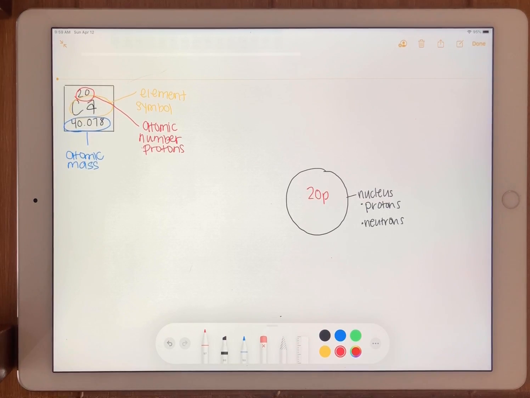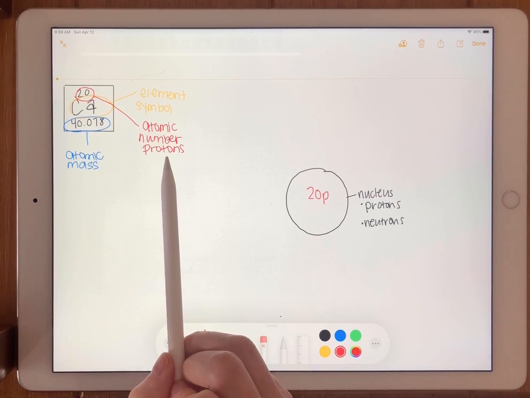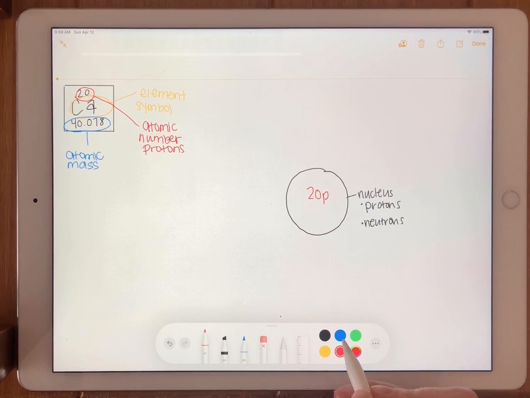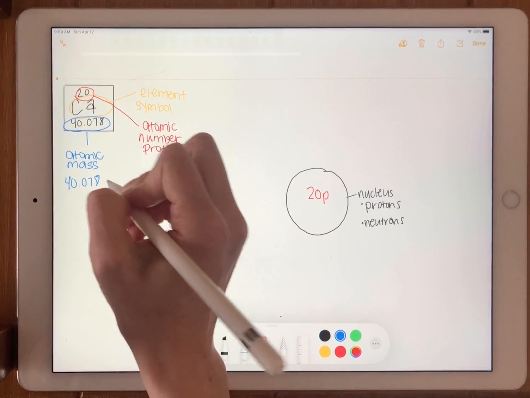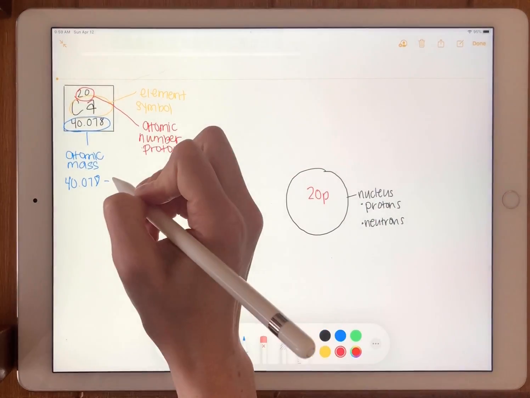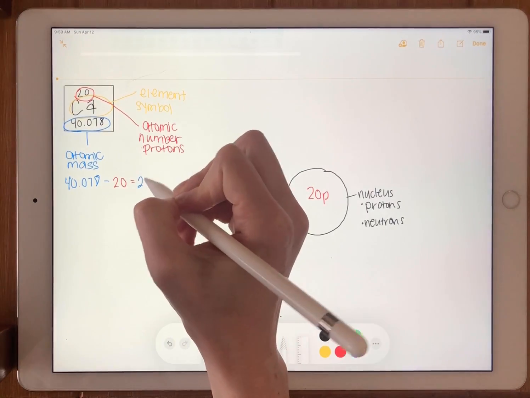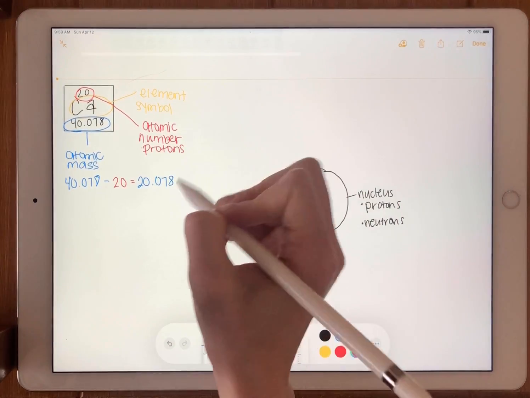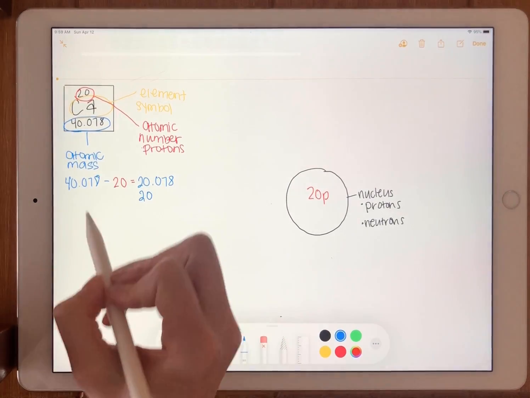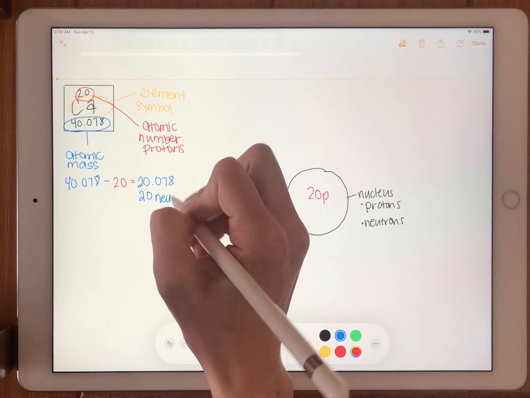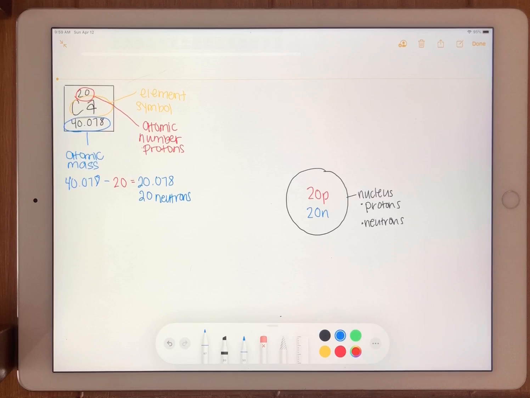To find how many neutrons, you will take the atomic mass and minus the atomic number from it. So here we have 40.078 minus 20. And that will give us 20.078. And when we round this to a whole number, it becomes 20. So this will give us our neutrons. We know the neutrons go in the center.